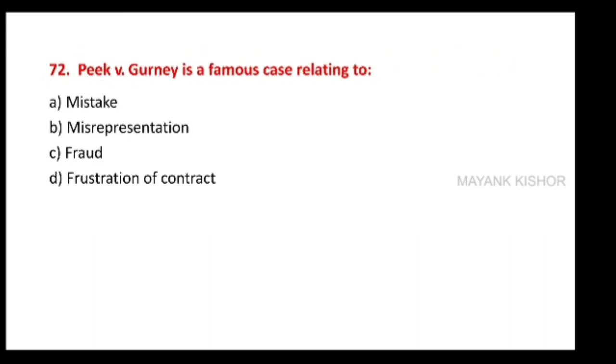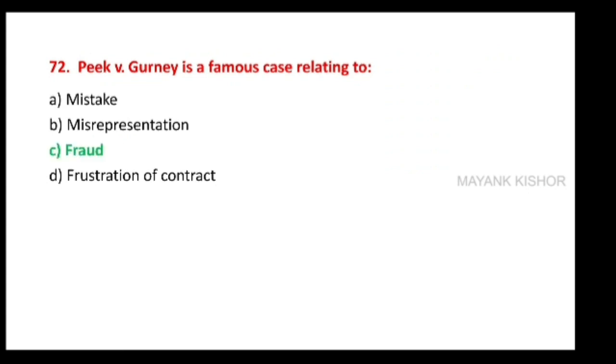Next question, question number 72. Pick versus Garnier is a famous case related to option A, mistake. Option B, misrepresentation. Option C, fraud. And option D, frustration of contract. And the correct answer is option C, fraud. Pick versus Garnier case is related to fraud.